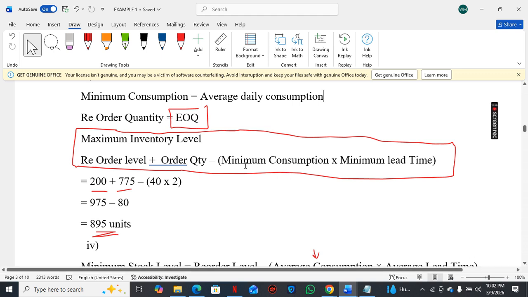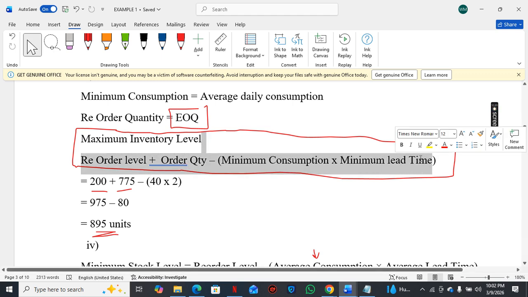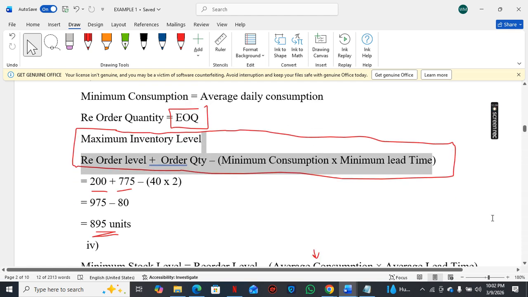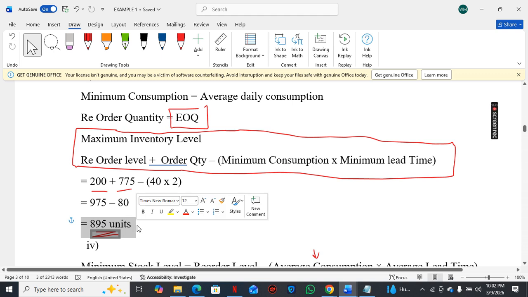So for minimum consumption, we use our average. The minimum lead time. Remember they told us lead time is 2 to 5 days. So the minimum lead time is 2 days. So 40 times 2, that is 80. 200 plus 775, 975. 975 minus 80, 895 units. So that's the maximum inventory of material X that we should have. We should have 895 units.